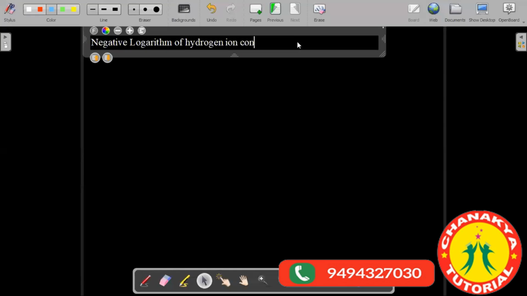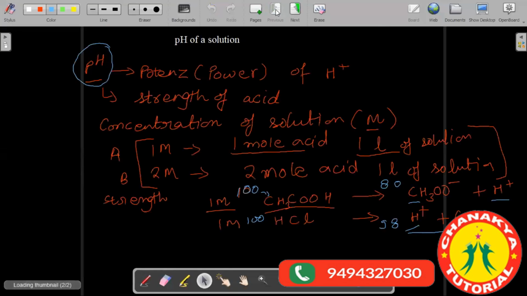Of hydrogen ion concentration. So what you have to understand, that is the previous page only. This page you have to understand completely, that is, what is pH. When I find the pH of a solution, I am finding the potential or power of the solution, power of the hydrogen ion.